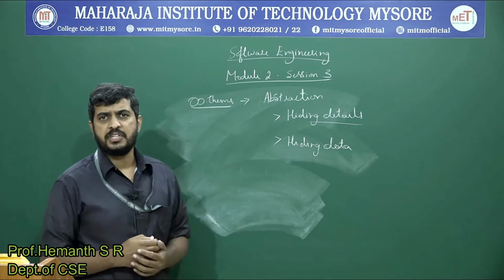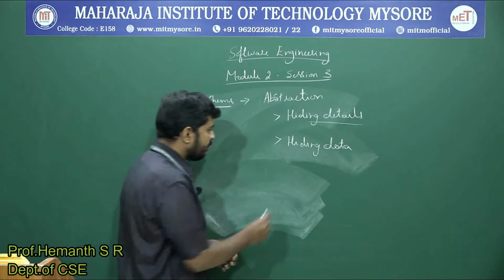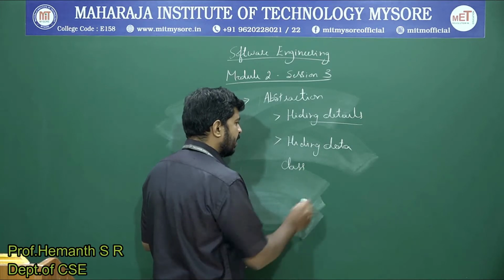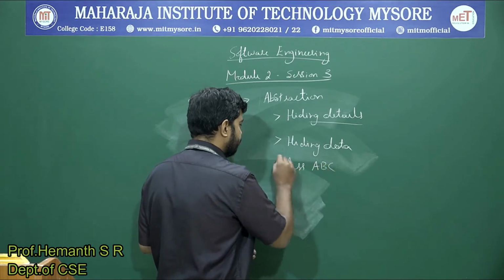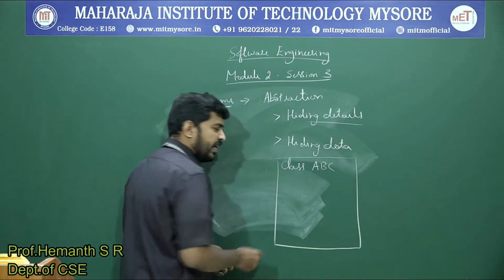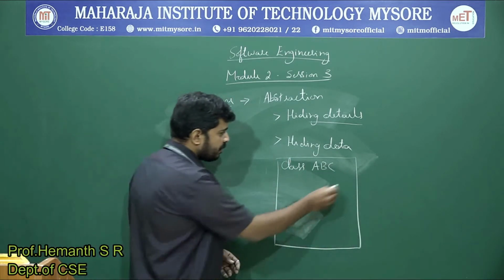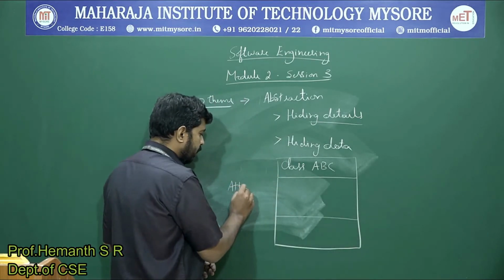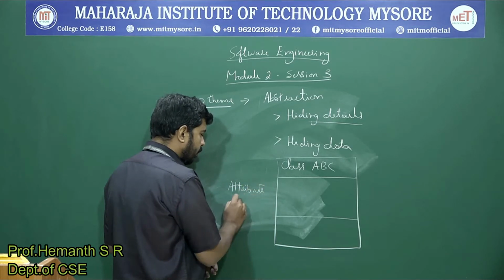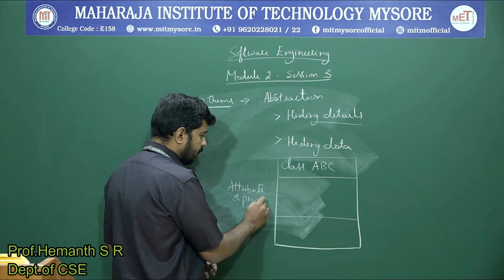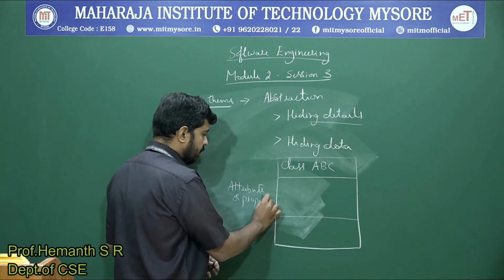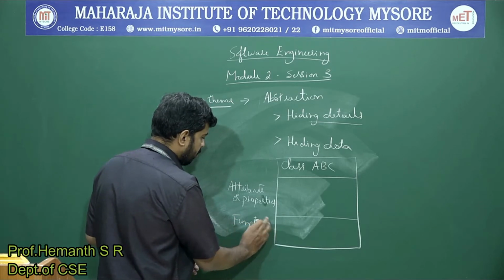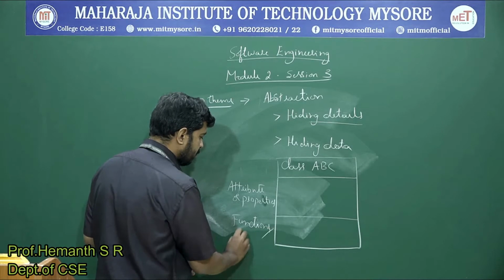Now how can abstraction be achieved? We have a mechanism in object oriented modeling. For example, we will consider a class, some class ABC. As already discussed in the previous session, a class will have two sections. One is attributes or properties. The other section is the functions or actions.